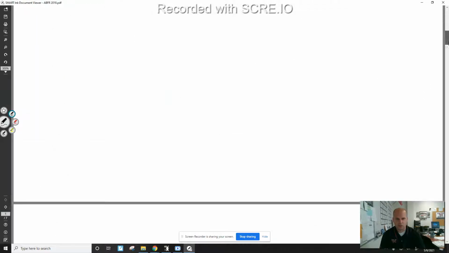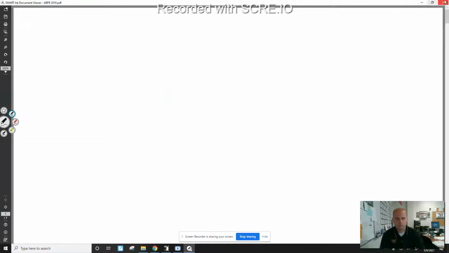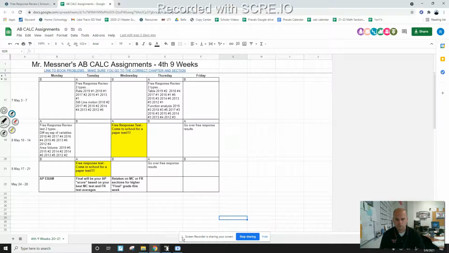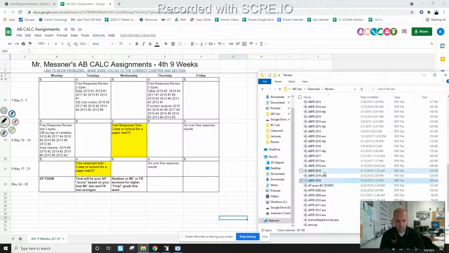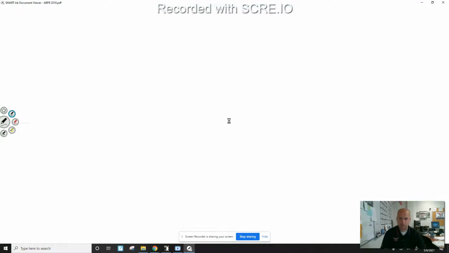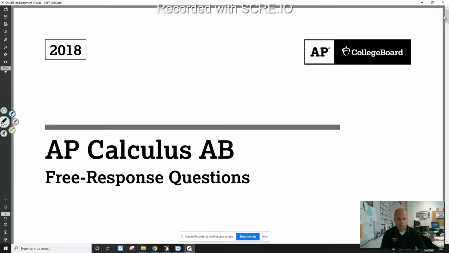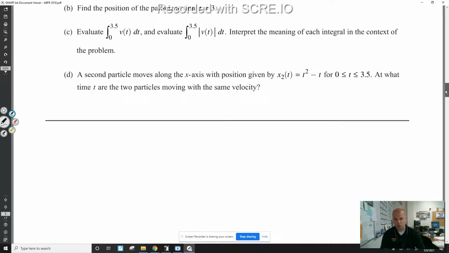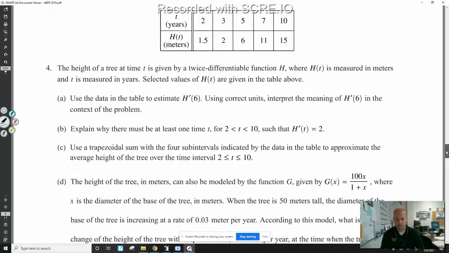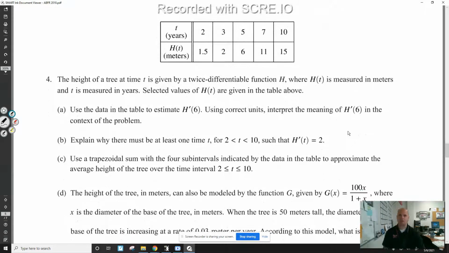So since it's a number 4, it's a no calculator question. I'll show you how with no calculator questions, especially the trapezoidal Riemann sums, you don't have to waste time doing arithmetic. Okay. All right.